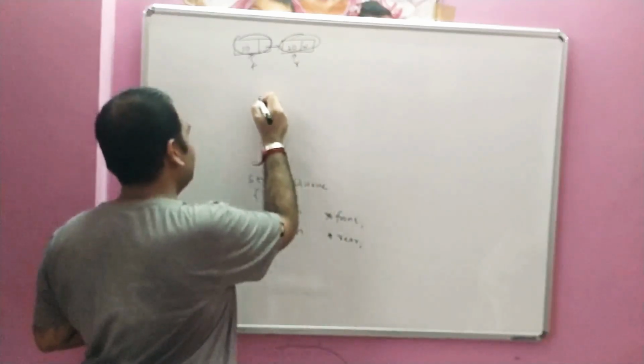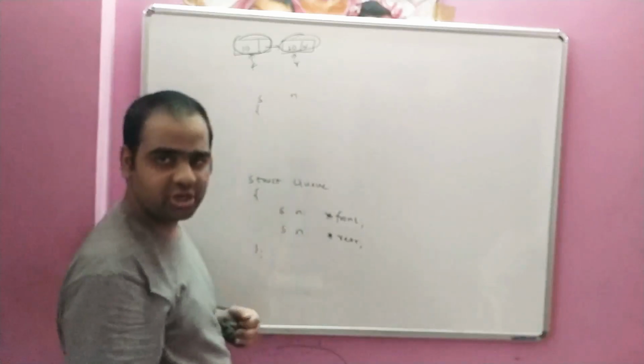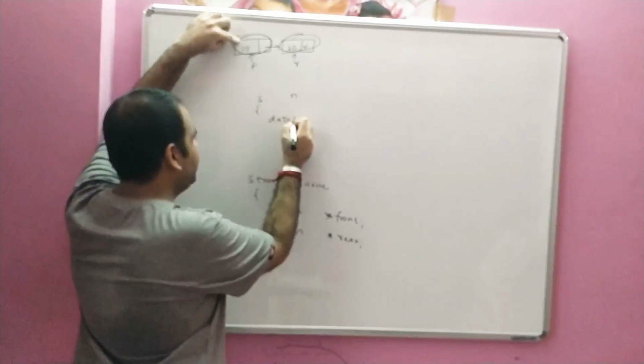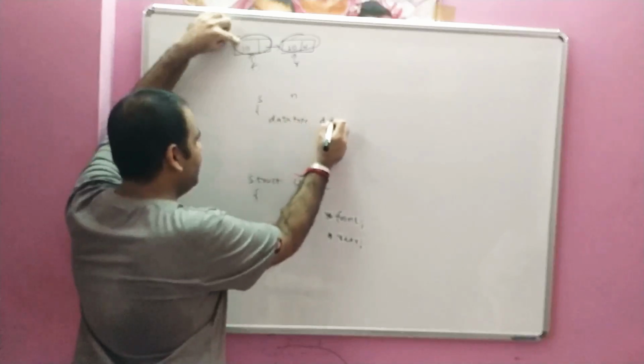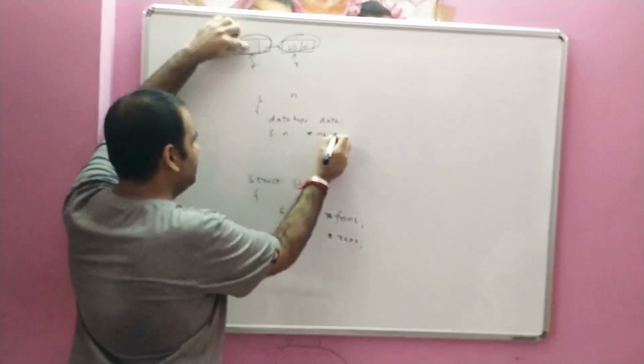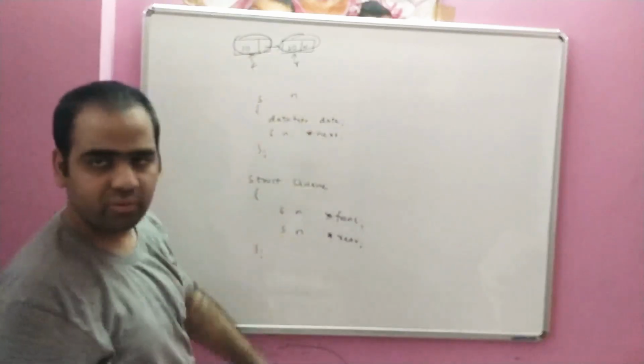Now the question comes, how do we write struct node? You say struct node. There are two things over here. One, you can write any data type and data. And the second thing, you say struct node star next. This is how it looks like.